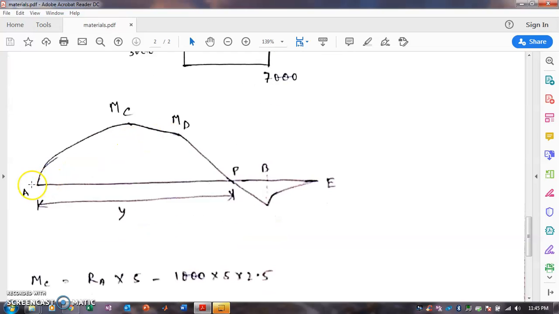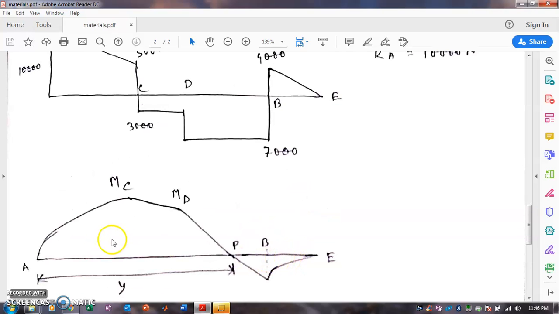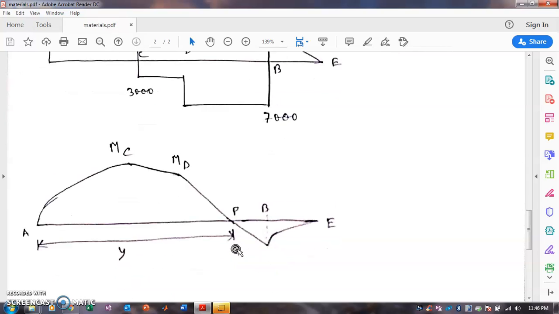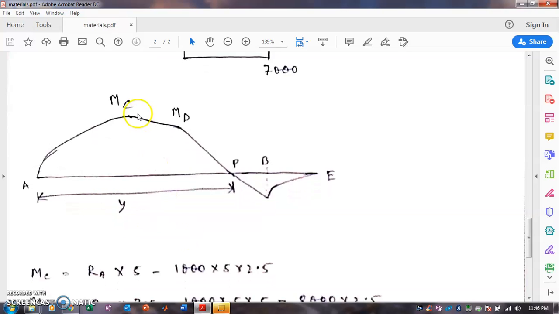From this freehand diagram you can see that from A to C it is a parabola, then C to D it is a straight line, and D to B again it is a straight line. Also, as the bending moment due to the cantilever is negative and the bending moment due to the simply supported portion is positive, at a point it changes its sign, and this point P is the point of contraflexion. If we calculate the moments at different points, at E it is 0 and at A it is 0. So what will be the moment at C?